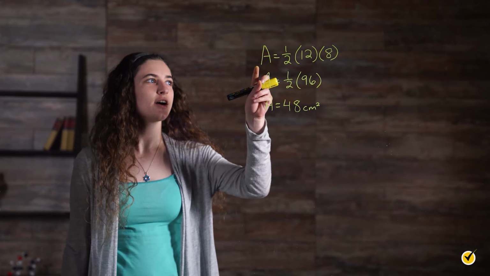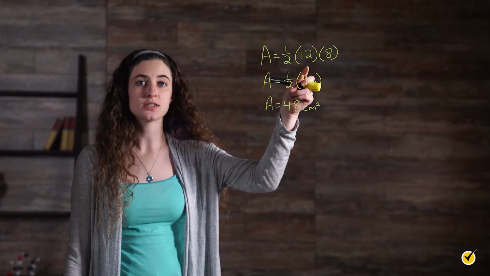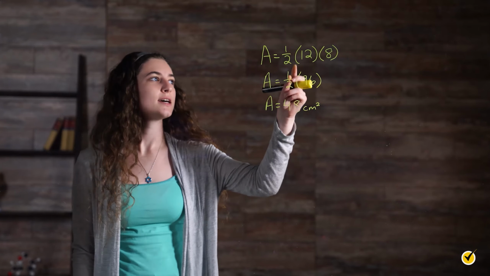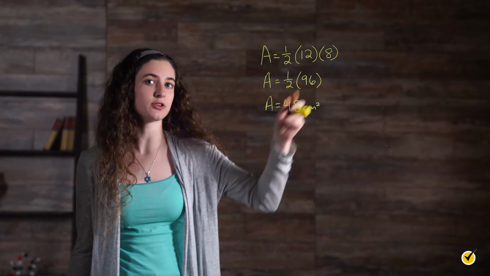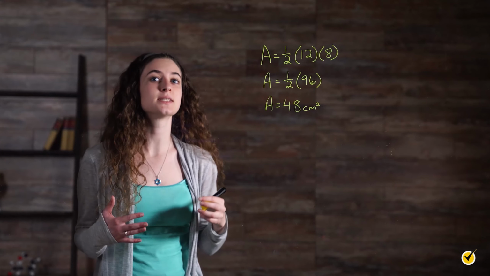Here we have our area equals 1/2 times the base, which in this case is 12 centimeters, times the height, which is 8 centimeters. So we get 1/2 times 96 from 12 times 8, which gives us 48 centimeters squared.